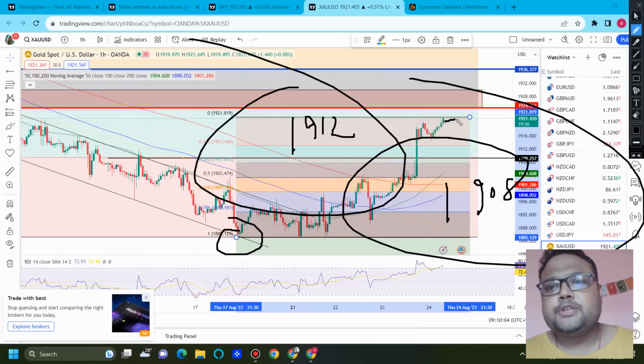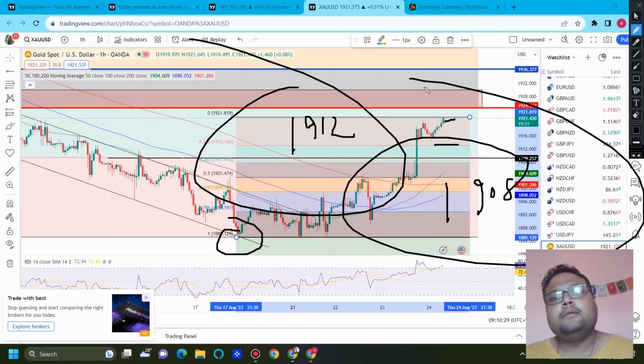But if you're looking for a fresh position, then I'll say that it's late, because if you take a buy position here, you can easily see your risk to reward ratio will not be in your favor, because your stop loss will be somewhere around here. So your target is 35 pips, and your stop loss is how much? Your stop loss is around 50-60 pips, which is not a good thing.